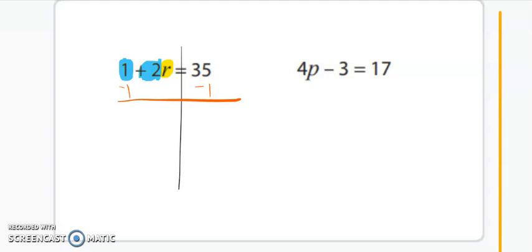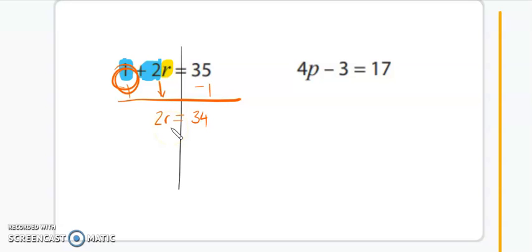So 1 minus 1 is 0. So I'm going to put a big 0 there because it's gone. I'm going to bring down my 2r. And the left-hand side is done. Now on the right-hand side, we have 35 minus 1, which is 34.